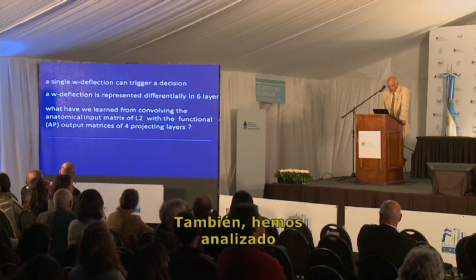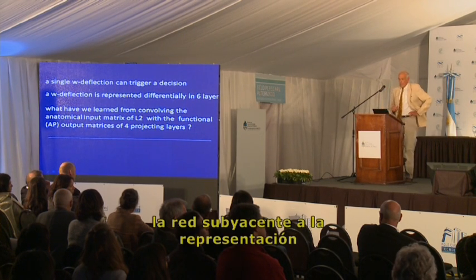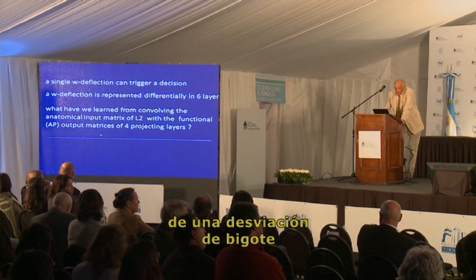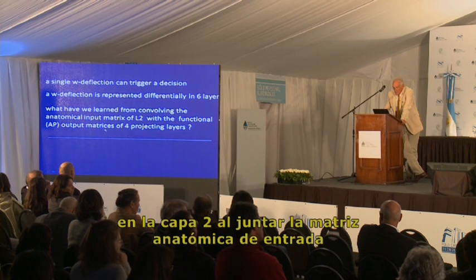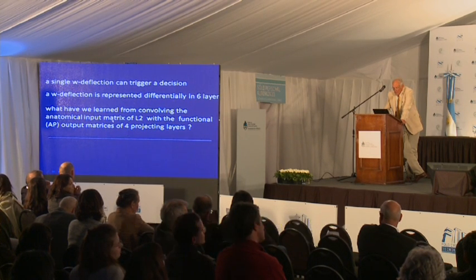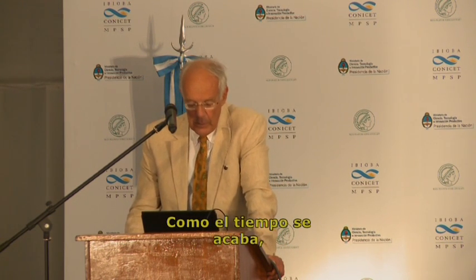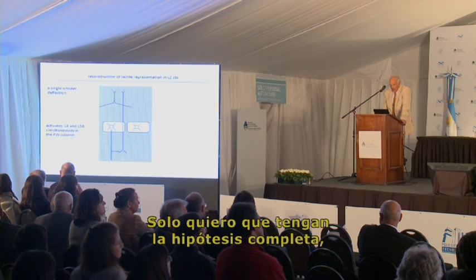And we have analyzed the network that underlies the representation of whisker deflection in layer 2 by convolving the input matrix, the anatomical input matrix, with the functional output matrix of the 4 projecting layers. What can we conclude from this? Since time has proceeded, I won't go into the details. I just want to leave you with the following hypotheses.